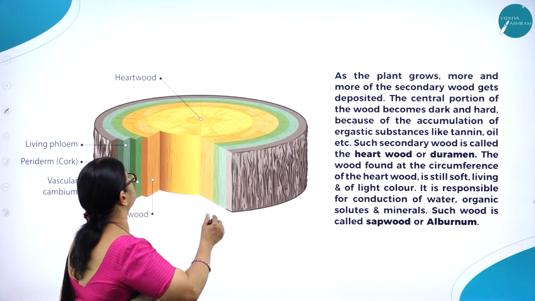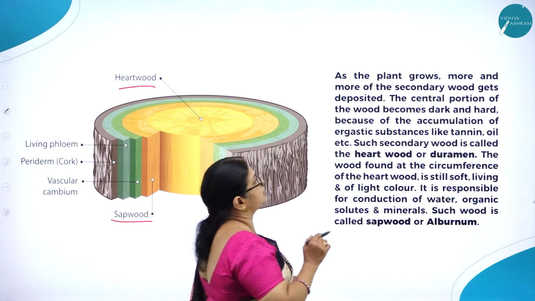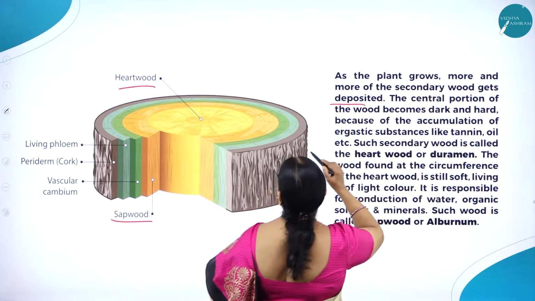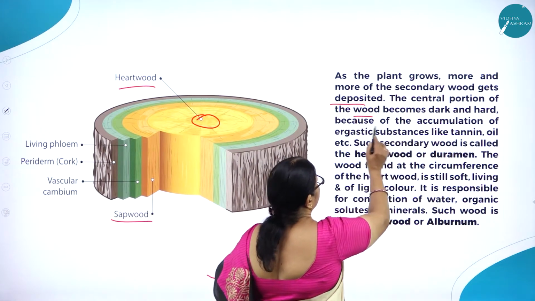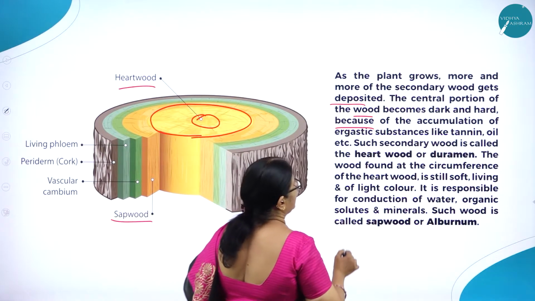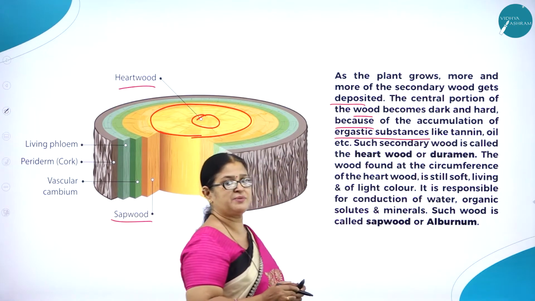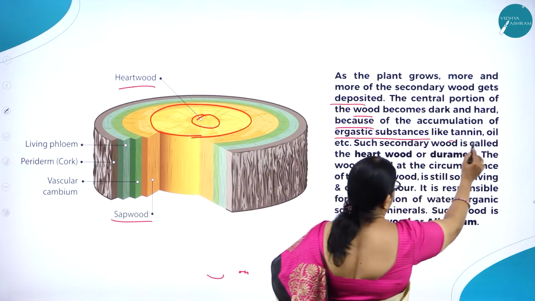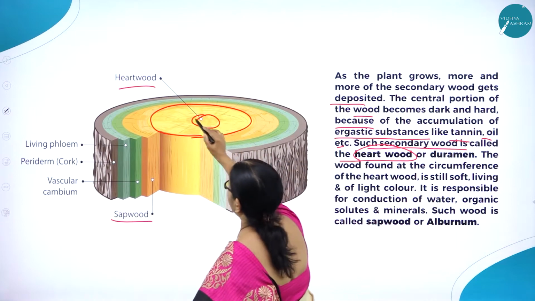So as the plant grows, here you can see again sapwood and heartwood. As the plant grows, more and more of the secondary wood gets deposited. Here you can see the central portion of the wood becomes dark and hard because of the accumulation of ergastic substances. What do you mean by ergastic substances? Unwanted substances. Unwanted substances like what? Like tannin, oil, etc. Such secondary wood is called the heartwood. So this is called heartwood.